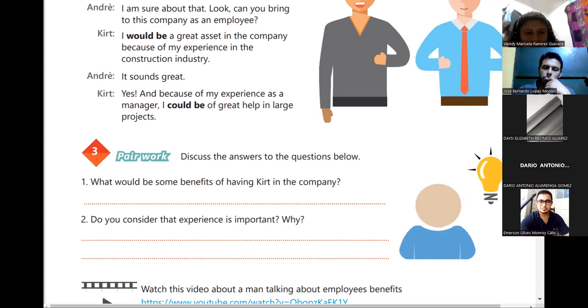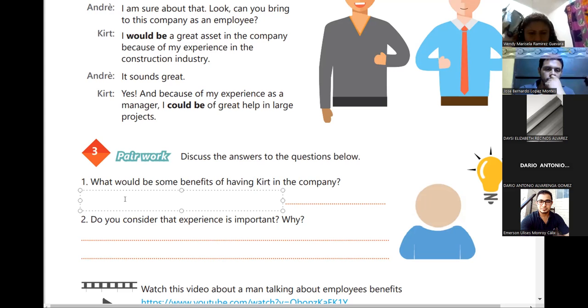Y como necesitamos hacer una oración, a sentence, acordémonos que estamos usando un auxiliary verb, entonces la posición del auxiliary verb es antes del verbo. Bueno, entonces comencemos con eso. Armemos la primera oración para comenzar la respuesta. What would be some benefits of having Curt in a company?